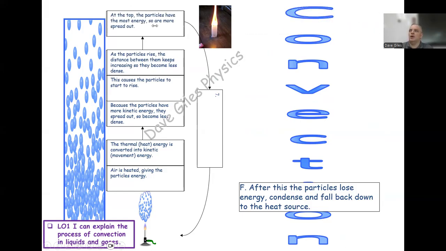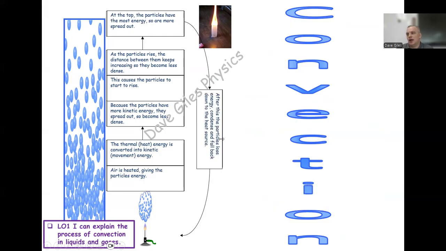At the top, the particles have the most energy, so are spread out. So here, after this, the particles lose energy, condense, and fall back down to the heat source. So those are the stages of convection.